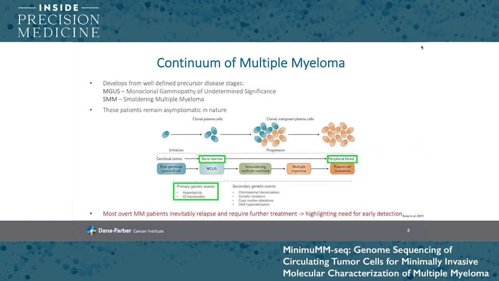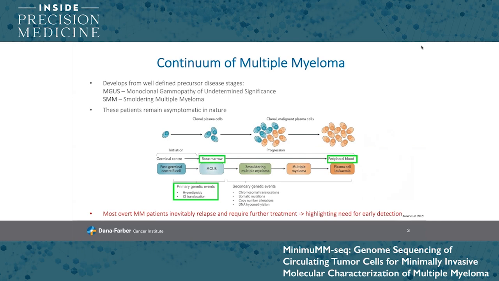Myeloma is an interesting cancer as it develops from well-defined precursor disease stages, which have been studied, including MGUS or monoclonal gammopathy of undetermined significance and smoldering myeloma. Patients diagnosed with these precursor conditions remain asymptomatic in their nature. So primary genetic events such as hyperdiploidy or IgH translocations are known to lead to the onset of MGUS, with further secondary genetic events such as somatic driver mutations, copy number abnormalities, and accumulation of tumor burden leading to the transformation to smoldering myeloma and overt multiple myeloma.